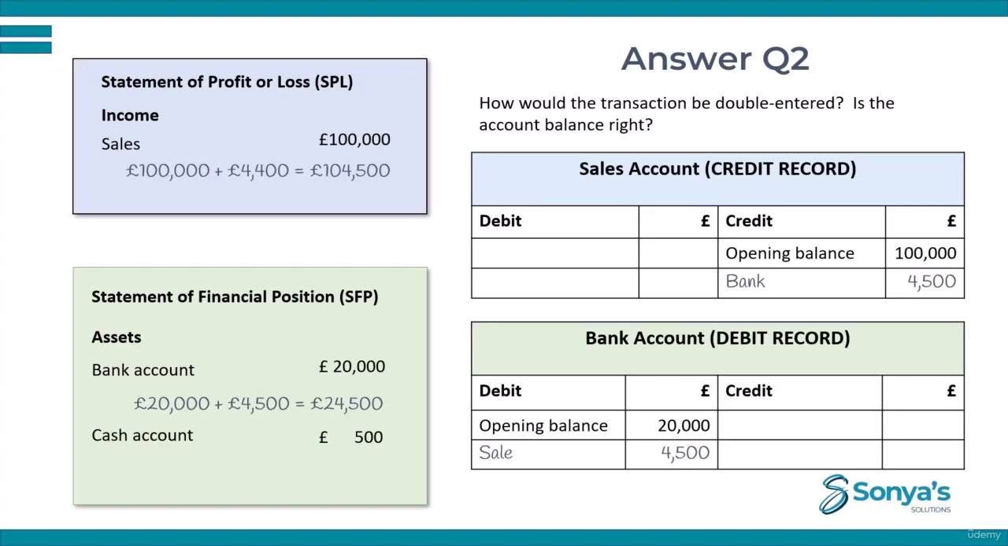It's so important to continually check your work because it's so easy to make a mistake in a double entry bookkeeping system, particularly when you're learning. Calculate the account balances to see if what you've done makes sense. The balance on the sales account is £104,500. Do the same for the bank account. The balance is £24,500. Finally, check the entries balance. They do, as £4,500 has been debited and credited in two accounts.